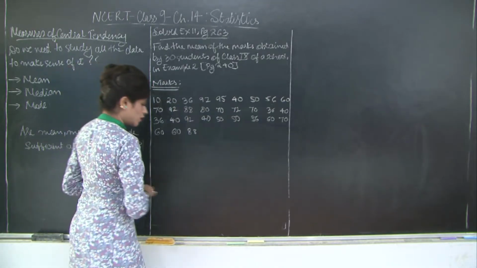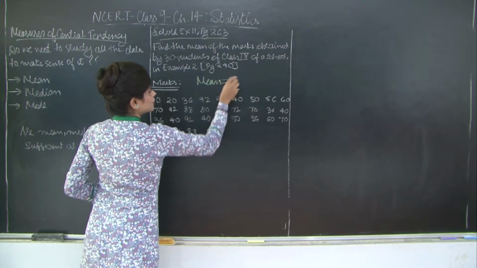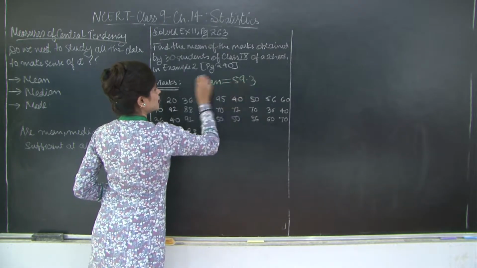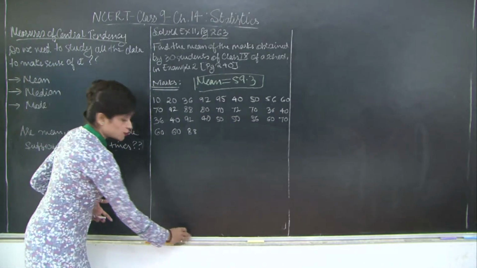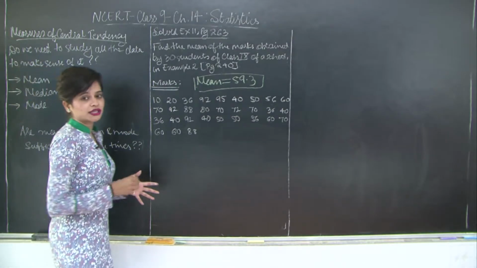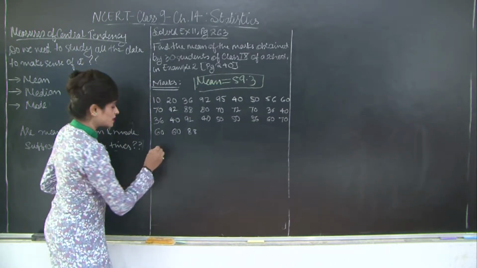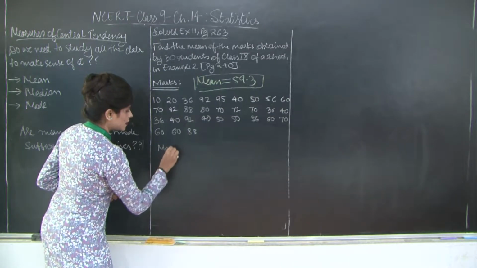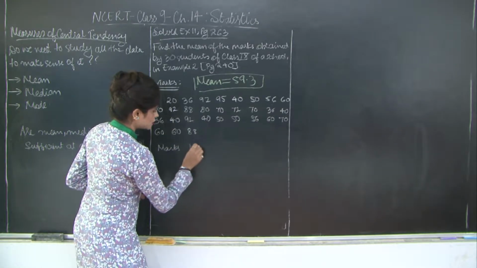So we found the mean as 59.3. I'm writing it in a different colored chalk because we have already solved this and we are going to compare our answer using a shortcut method now, using the ungrouped frequency distribution table. So let's draw our ungrouped frequency distribution table. I will say marks, then I will say number of students.